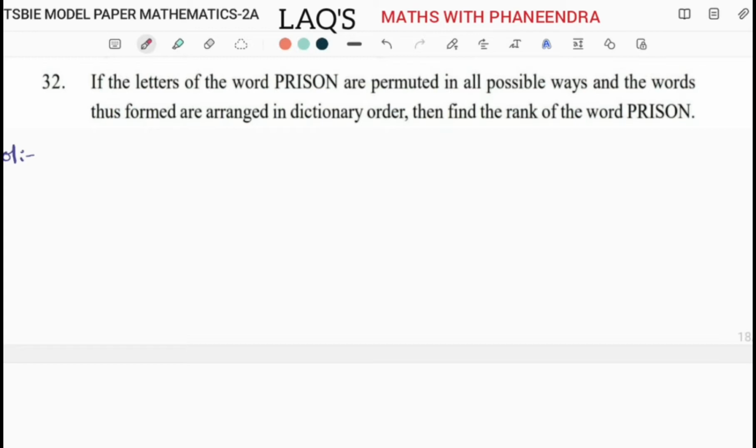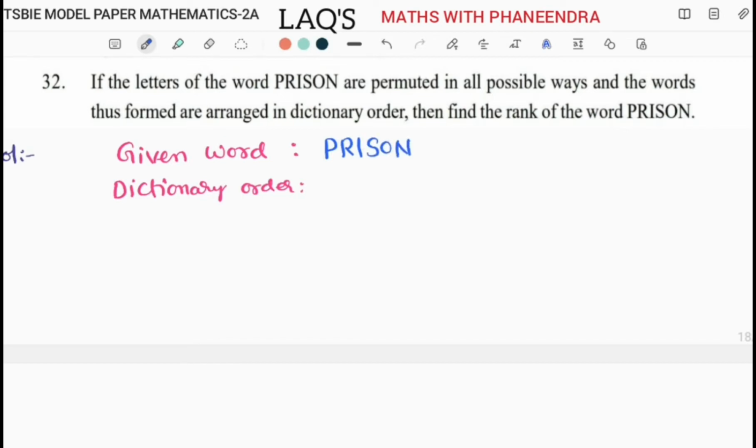So next, if the letters of the word prison are permuted in all possible ways and the words thus formed are arranged in dictionary order, then find the rank of the word. So first the given word you have to write it. For that, dictionary order also we can write. This is the given word. And a dictionary order also. So what is the word here? Prison. The order in the dictionary, that is first I will come, after that N, after that O, after that P, after that R, after that S.